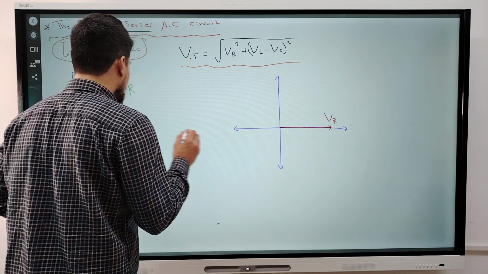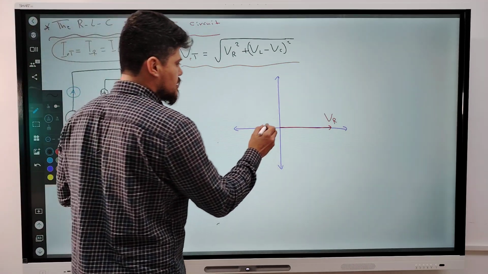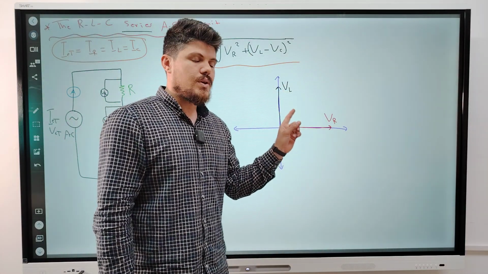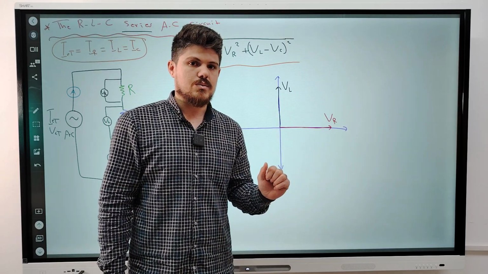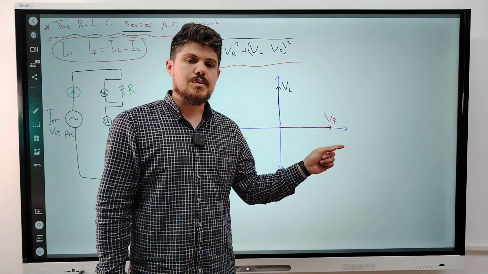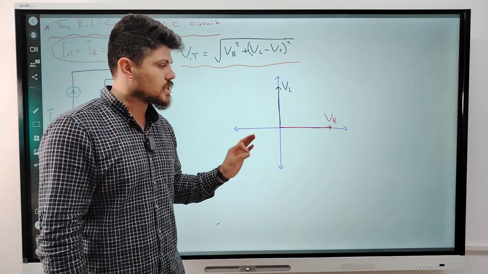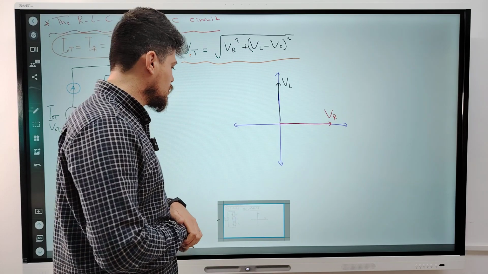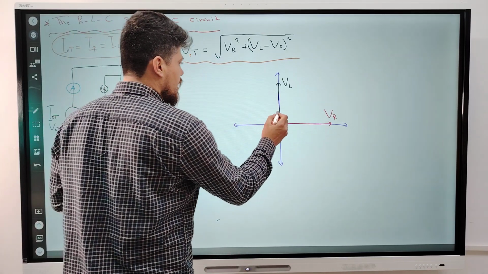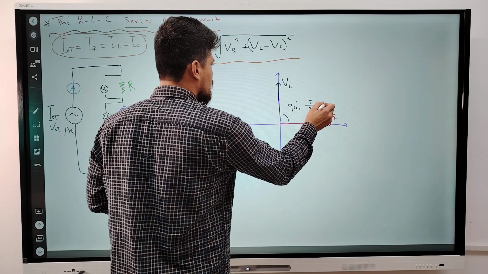But in inductance, the potential difference VL is out of phase with the current. What do you mean by that? It means that the potential difference across the inductance leads the current by phase pi over 2 or 90 degrees. It means that potential difference and current are out of phase. This angle is 90 degrees or pi over 2 rad, the same thing.